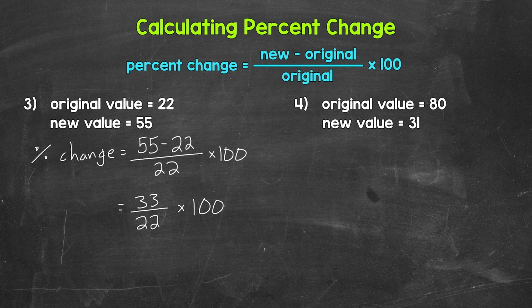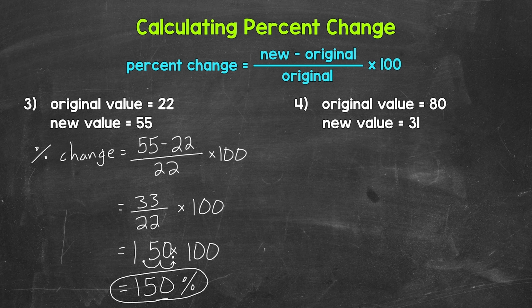Now we divide. So we do 33 divided by 22. That gives us 1 and 5 tenths, 1.5. And we multiply that decimal by 100 in order to convert it to a percent. And we can do that by moving the decimal once, twice to the right, and we can fill this place with a 0. That gives us 150%.